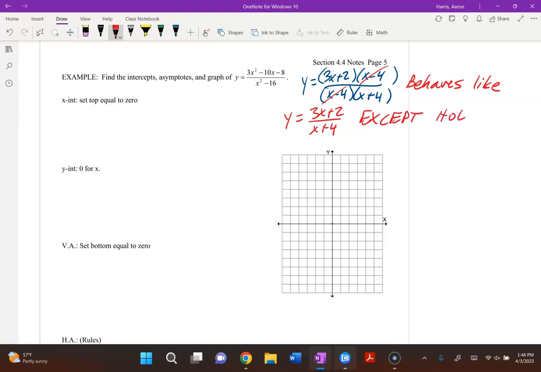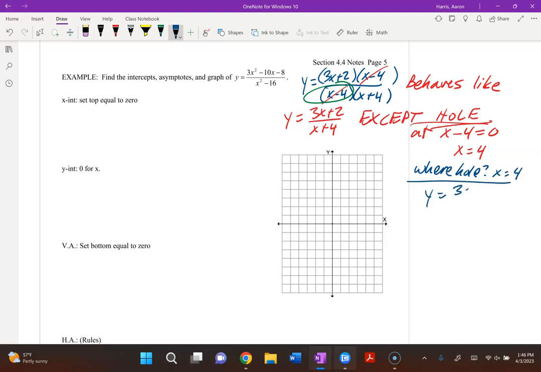you have a hole at that undefined point, right? Wherever that canceled part equals 0. So in other words, at x equals 4, you'll have a hole there. So it looks exactly the same as the simplified version, but remember it's undefined at 4. So you have to put a hole in there. But everything else is the same. So where's the hole? Well, we know it's at x equals 4, but where's the y value?